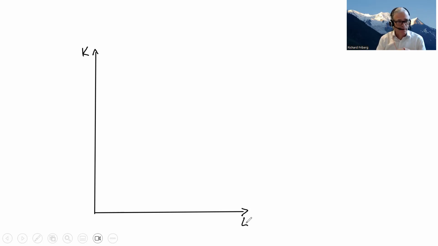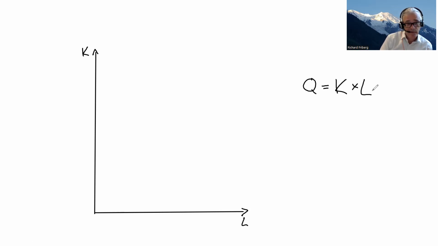So, the production function can take many different shapes or forms. For concreteness here, let's look at a particular form where quantity produced, so how many bicycles are produced, simply equals K, the number of units of capital, times the number of units of labor. Okay, so that's one particular form of production function. You could think of it as a special case of the Cobb-Douglas production function.